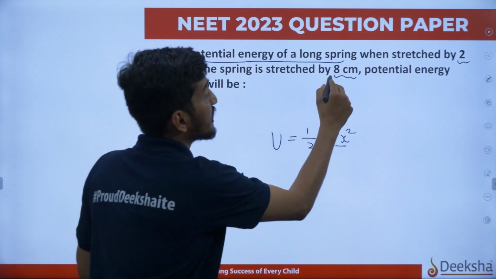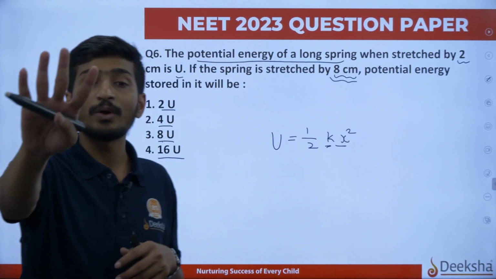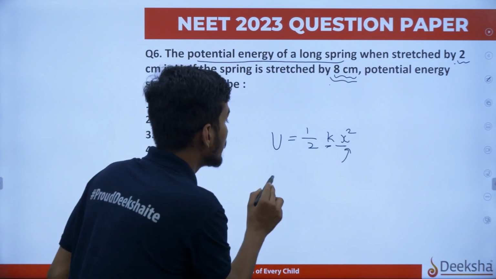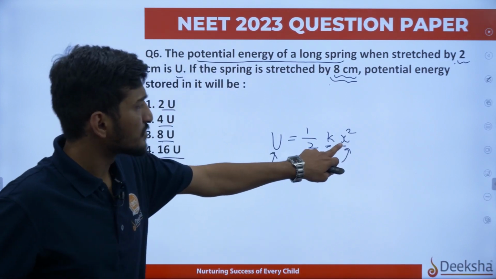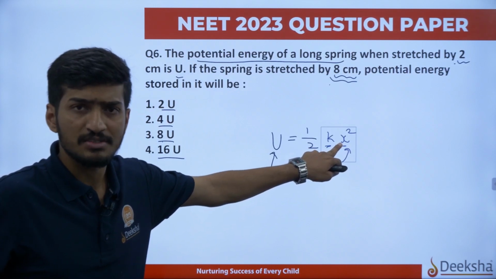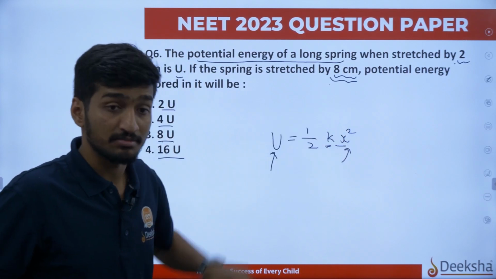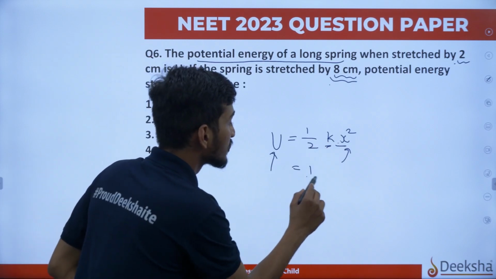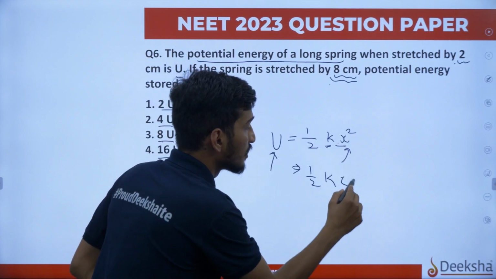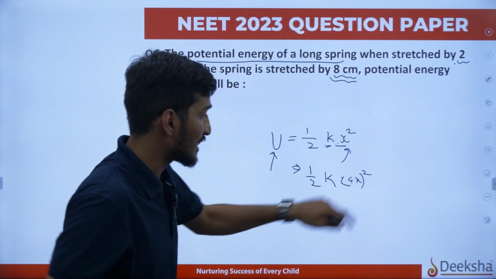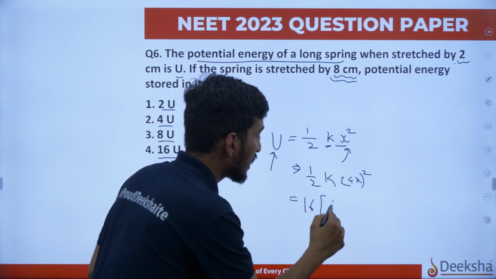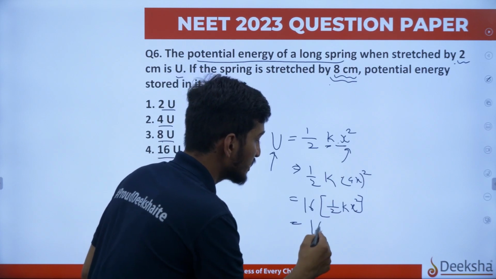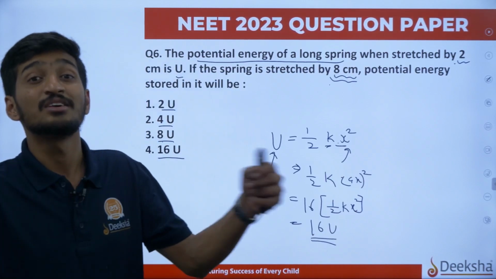If I make my extension of the spring x 4 times, you see that? 4 times. What would happen to the potential energy? Think about it. If I put 4x here instead of x, instead of 2, if I put 8 here, what would happen? Half k 4x square. That's 16 times half kx square. Correct? 4 square is 16. So 16 times the initial energy is what you get when you stretch it 4 times.